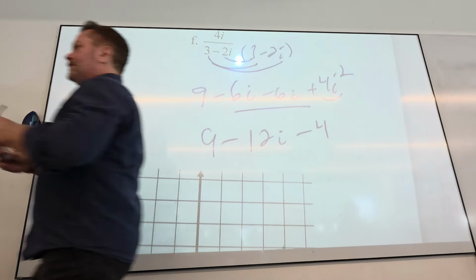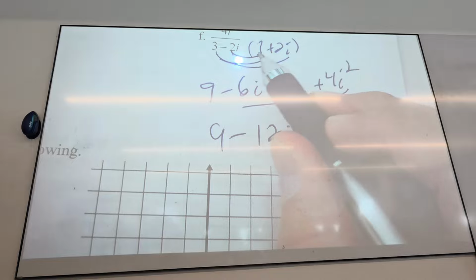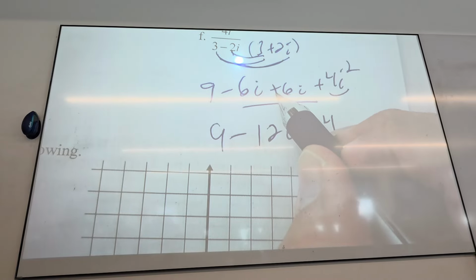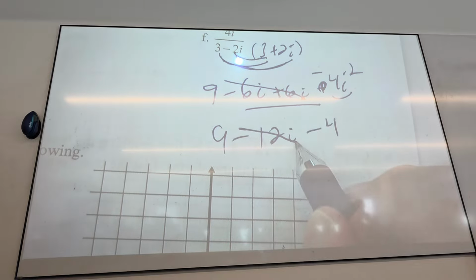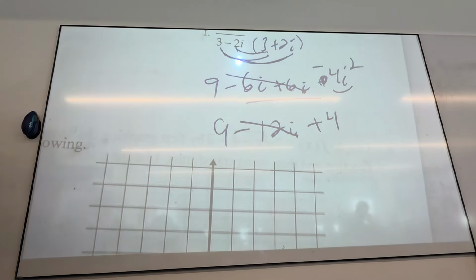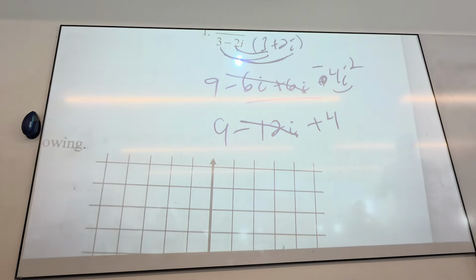If I had made that a plus 2i, then this is minus 6i, this is plus 6i. And then this is minus 4i squared. So then these cancel. And then the bottom is real. I love you guys so much. Do you guys see that?